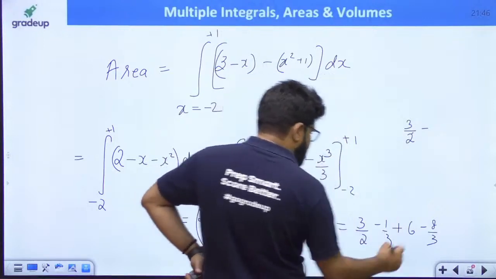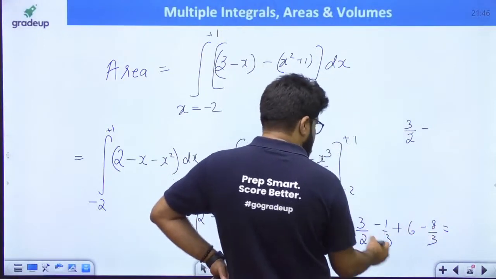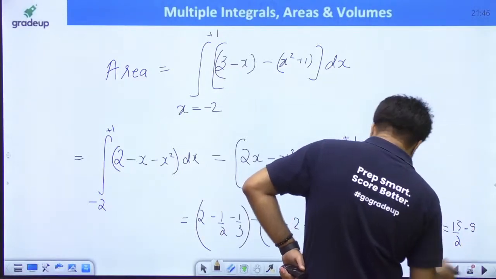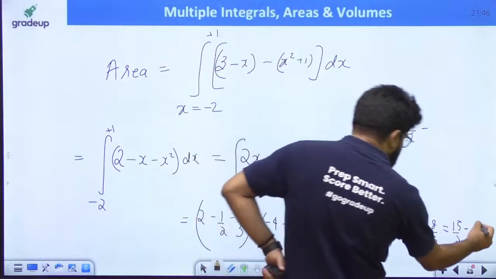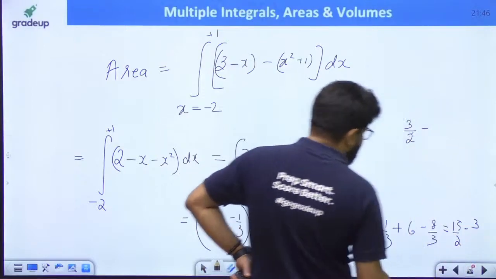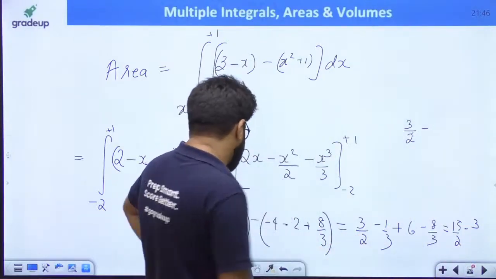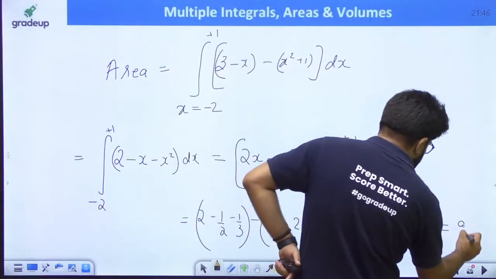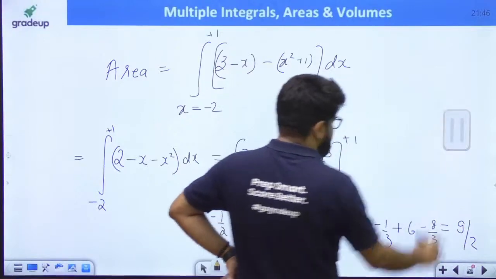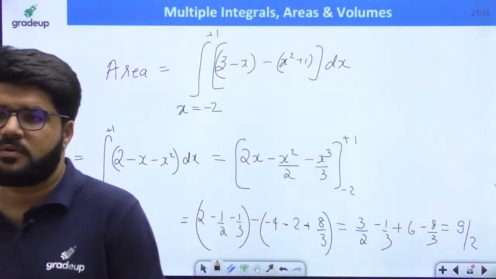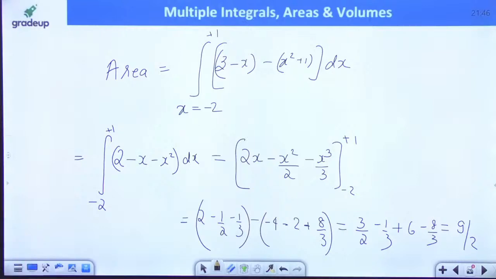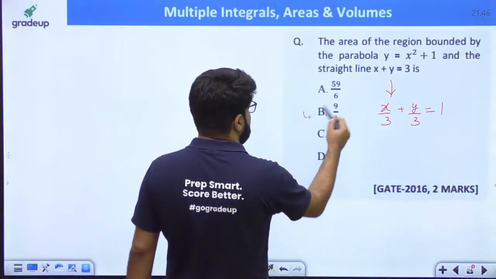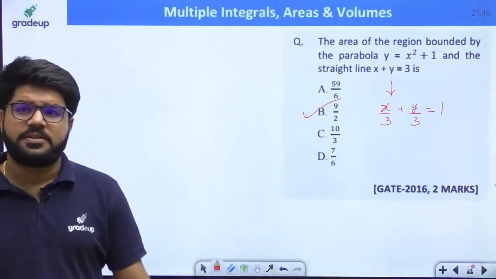So this is finally equal to 15 by 2 minus 9 by 3, that is 3, minus 1, that is 3, and this is eventually equal to 15 minus 6, 9 by 2 should be the answer. Finally, the answer is 9 by 2, option number B. Option number B it is, right?